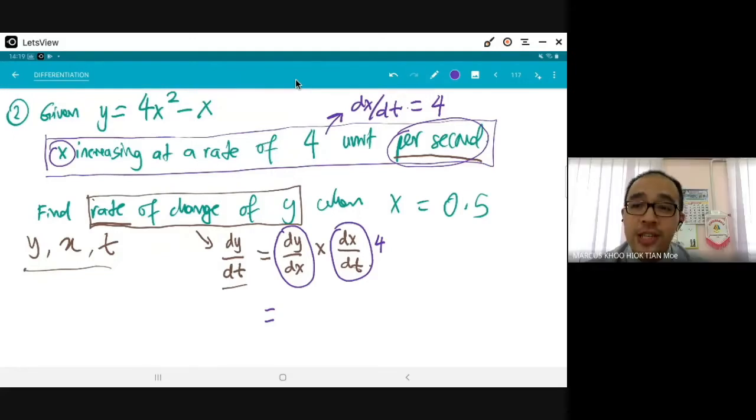Differentiate. Always differentiate. Okay, Maya, since you already answered, can you differentiate this for me, please? dy/dx is 8x minus 1. Okay.